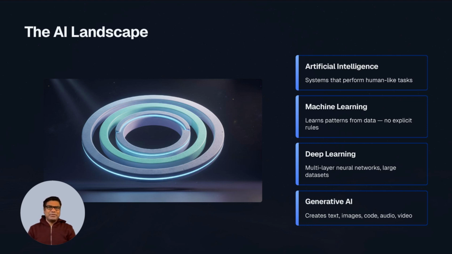So the relationship is simple. AI is the broad umbrella, machine learning is a core method inside AI. Deep learning is a powerful family inside machine learning, and generative AI is one of the most visible and commercially important application areas built largely on deep learning.